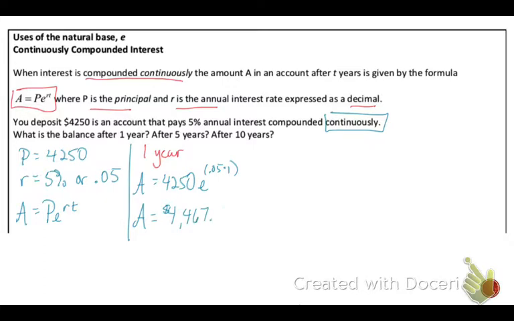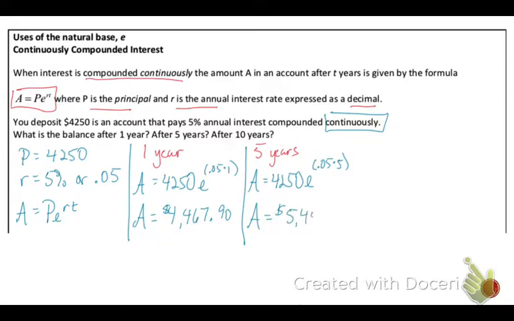If you're not given instructions on what to round a money amount to, always round to the cents place. That's the second decimal place. All right, after 5 years, at just 5% interest, not adding anything in, now in our formula, our t value will change to 5. That money will become $5,457.11. And then after 10 years in the formula, our t value changes to 10.